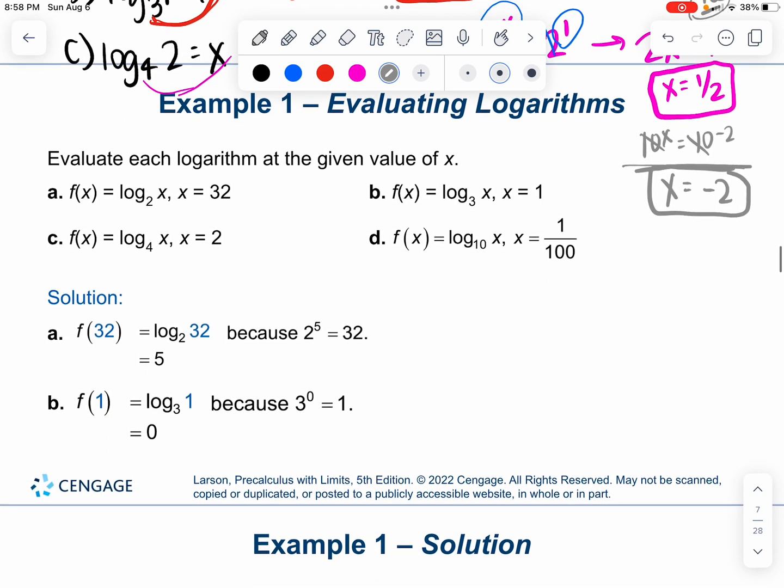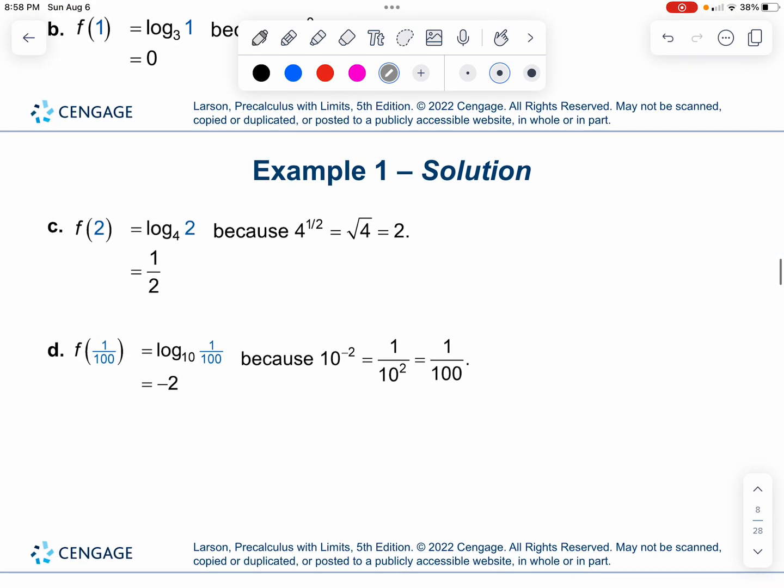Here's the typed out solution for parts A and B, and C and D.